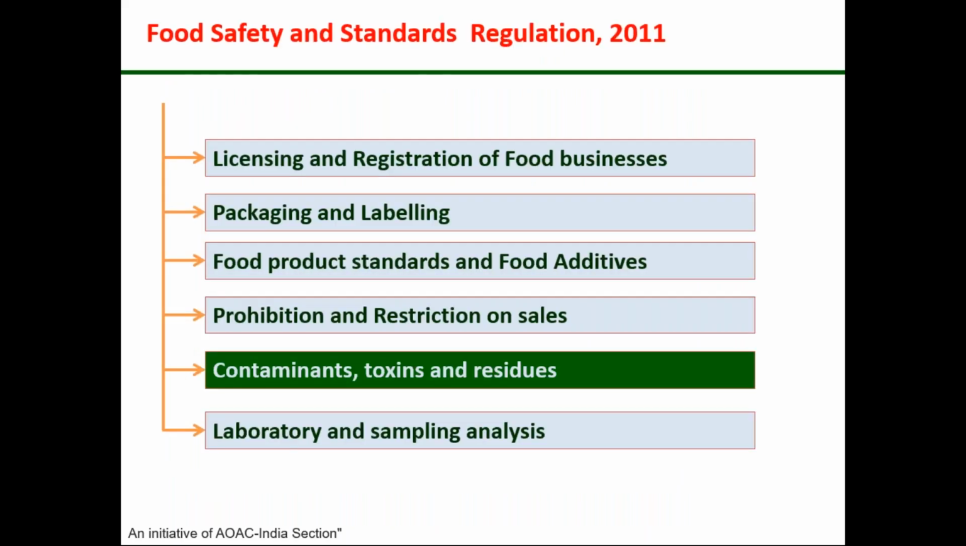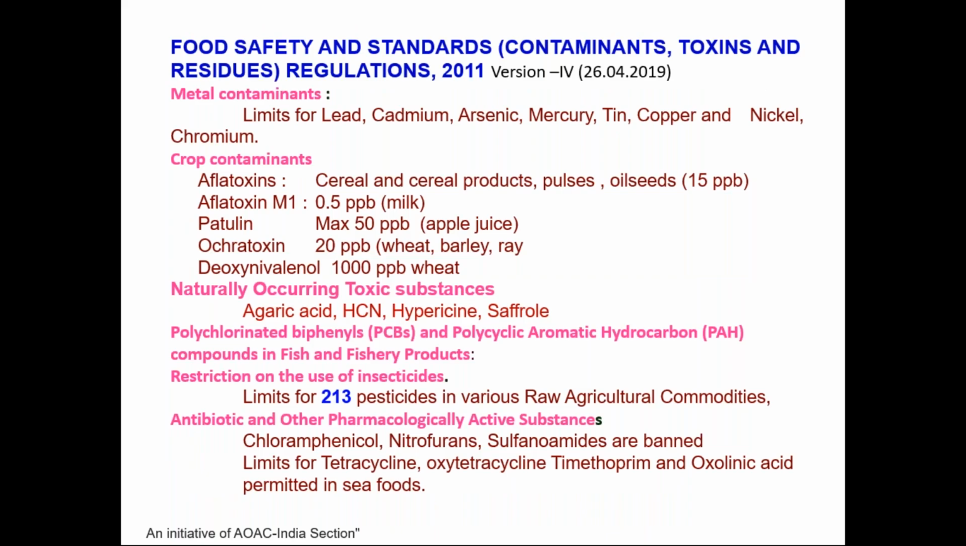Then we come to contaminants, toxins and residues. You have metal contaminants, we know. So there are limits for lead, cadmium, arsenic, mercury, tin, copper and nickel. This is the latest version of 26th April. Crop contaminants such as aflatoxin in cereals and cereal products have been defined. Aflatoxin in milk is defined, cannot exceed.